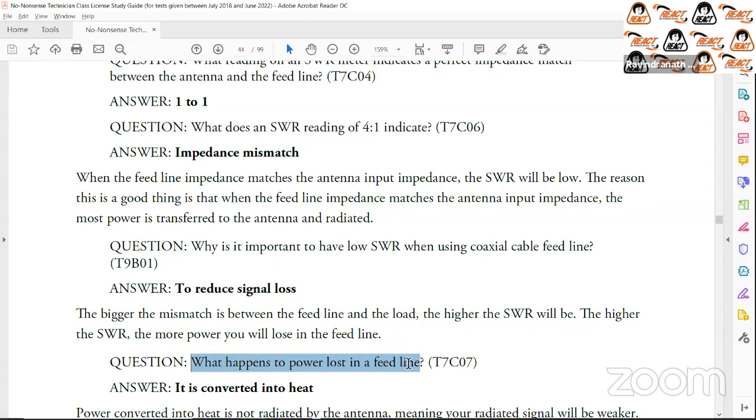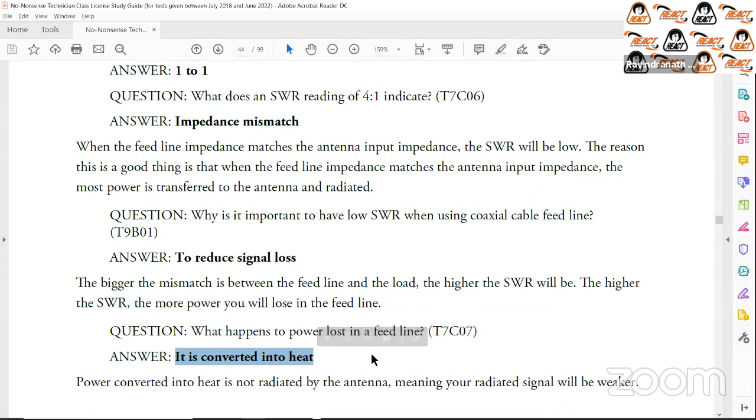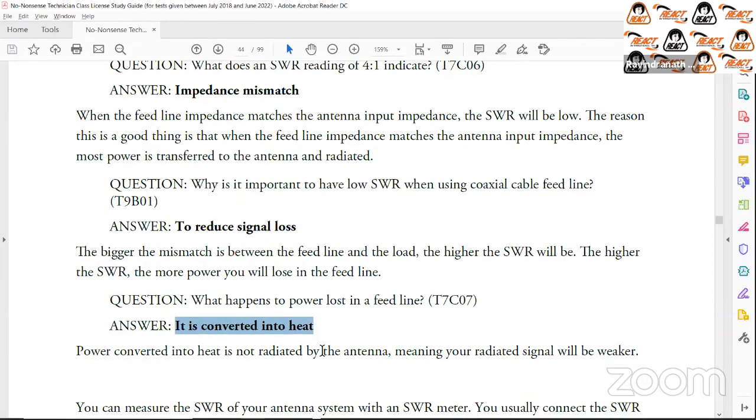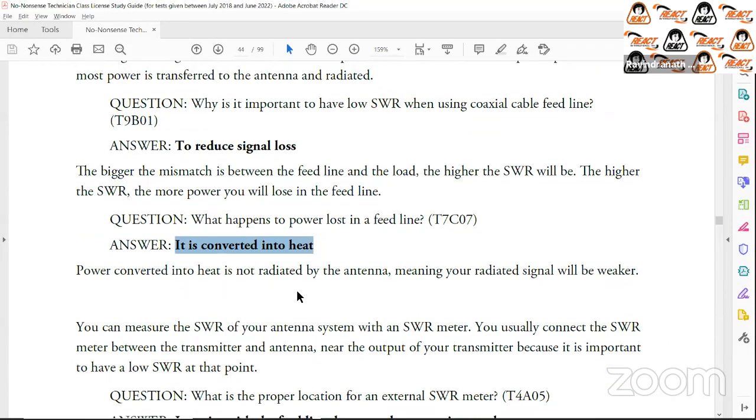What happens when the power is lost in a feed line? Remember we said that it gets converted into heat, so that's the answer. The reflected power gets converted into heat. That's very wasteful for us. Why would you want your signal from your radio turning into heat? You want that signal going out of the antenna to reach your destination.